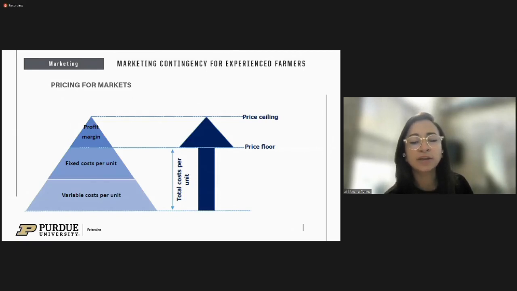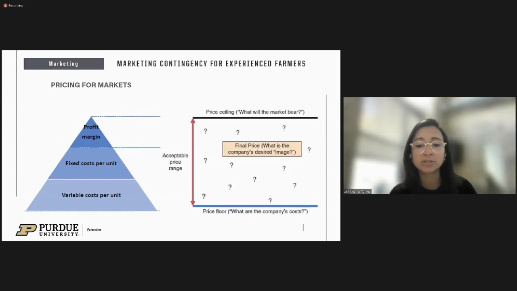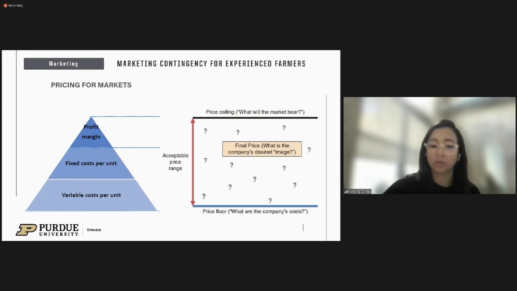If you're diversifying markets and adding new markets, you need to get your pricing very, very well understood. So this triangle that I'm showing you to the left is the variable cost per unit, and that unit may be a bushel of tomatoes, or that unit may be 1 pound of tomatoes. What are the variable costs that you're going to incur as production costs? These, for example, may be fertilizer, irrigation, labor, seeds.